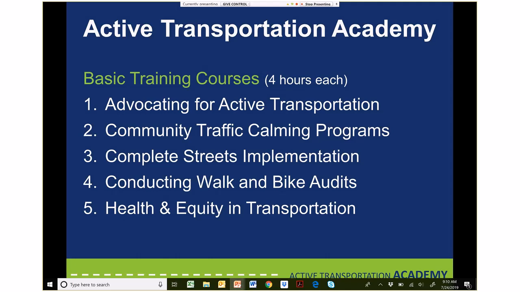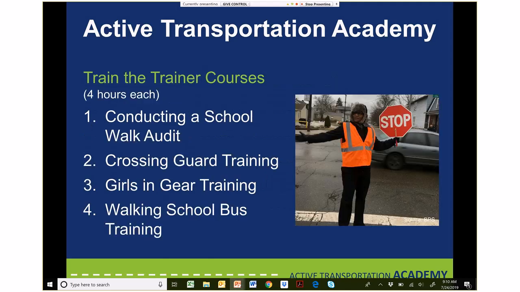And then health and equity in transportation, which is a really popular and important subject nationwide right now, making sure that we draw the connections between health and how transportation affects it and how it affects transportation, and then equity playing into that significantly.